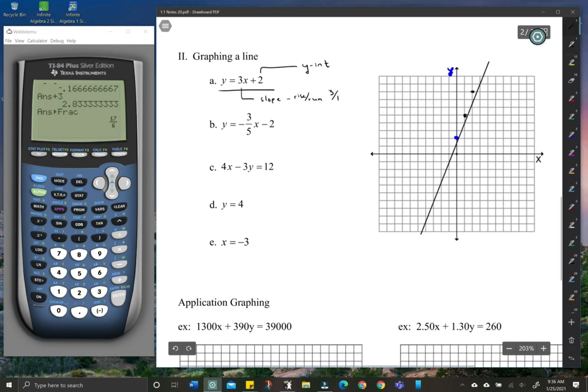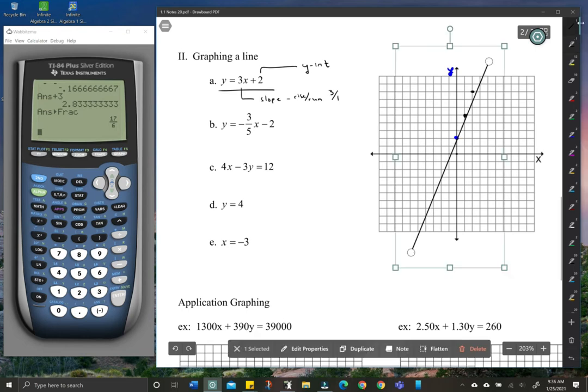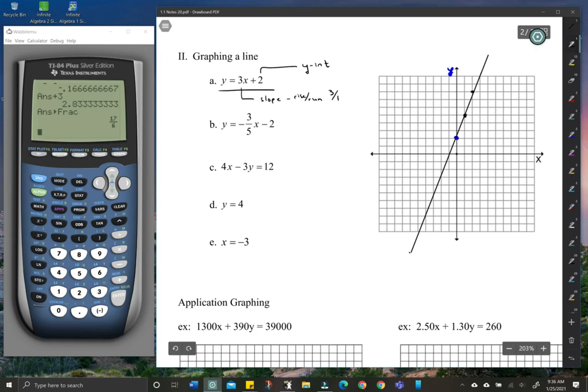B, same idea, just be careful, it's at negative 2. Now we have a negative slope. So this one you're going to go down and then to the right. You could also go up and to the left. It doesn't really matter, but make sure it's going downwards. So down 3, 1, 2, 3, over 5, 1, 2, 3, 4, 5.